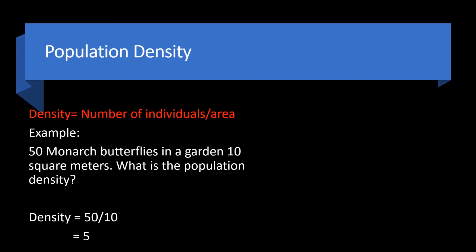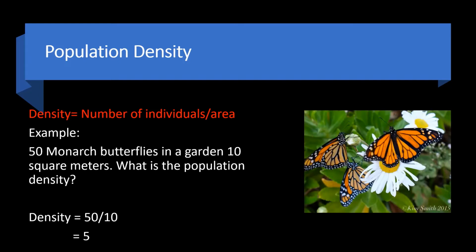Population density. Population density is the number of individuals per unit area. For example here, there are 50 monarch butterflies in a garden of 10 square meters. What is the population density? By using this formula, you will get 5.